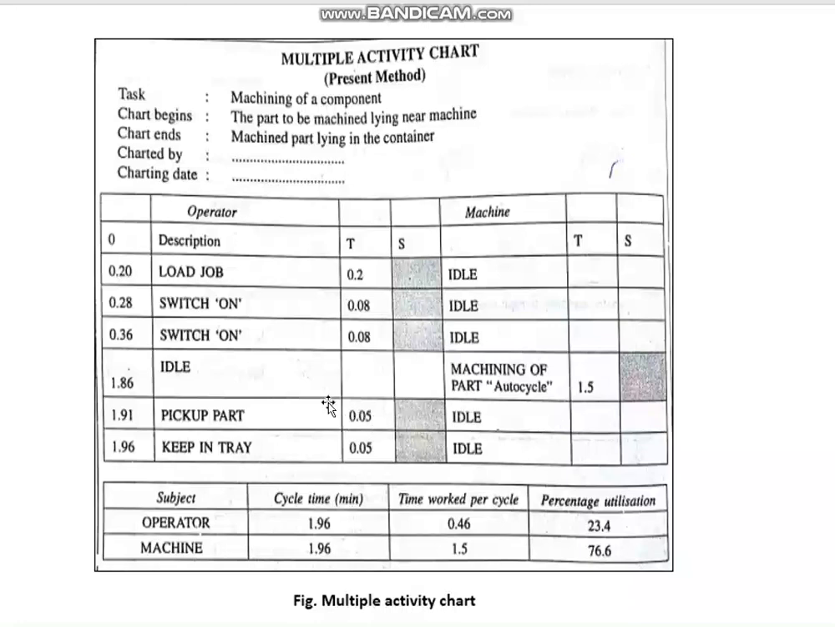which may take just 0.05 minutes. Now all these are cumulatively added. 0 plus 0.2 is 0.2, 0.2 plus 0.08 is 0.28, 0.28 plus 0.08 is 0.36, 0.36 plus 1.5 is 1.86, 1.86 plus 0.05 is 1.91, and 1.91 plus 0.05 is 1.96. This is the total cycle time. Finally you unloaded the part and kept it in the tray. At that time also these are idle.